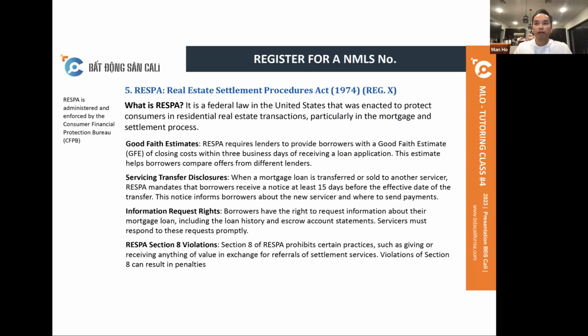That's what we call conventional. Sometimes there are loans that don't meet the guideline. We call them a non-qualified mortgage. The one that meets the Fannie Mae and Freddie Mac guideline is called a qualified mortgage. The loan that doesn't meet the Fannie Mae and Freddie Mac guideline is called non-QM or non-qualified mortgage.